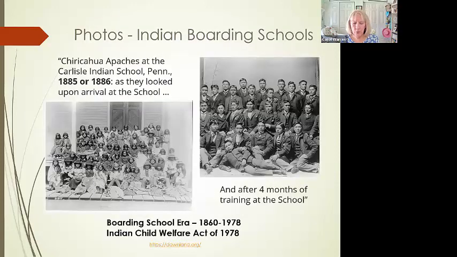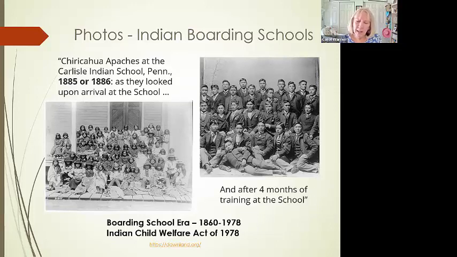Which brings us to the subject of boarding schools. Here again, we see older photos. This is the before and after photos of Chiricahua Apache children at Carlisle Indian School in the mid-1880s. Now, these photos clearly show how the government used education as a tool to assimilate indigenous children away from the influence of tribal life and into the mainstream of the American way of life. So after 4 months, they had completely changed a lot of their tribal ways.